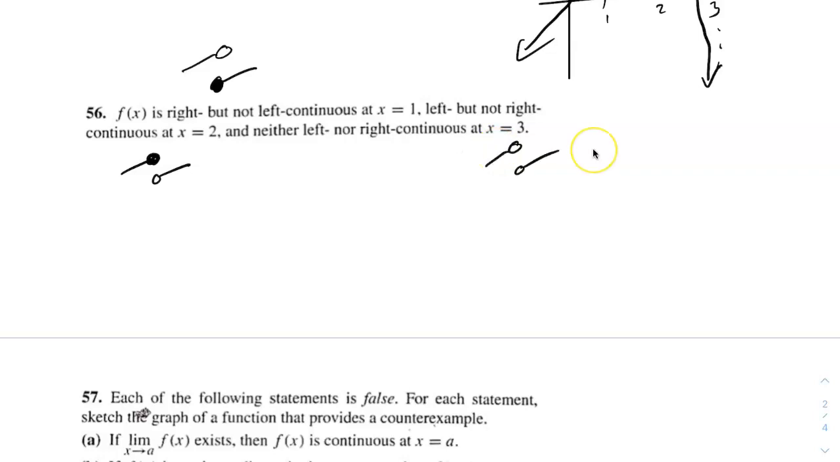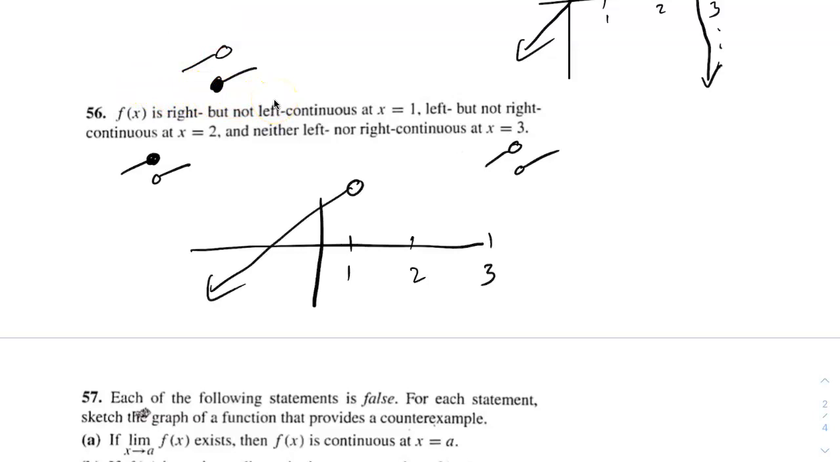So now we just combine that all into one graph. One graph that passes the vertical line test. Very important. So here's 1, here's 2, here's 3. So again, 1 is right but not left. So the left side shouldn't be filled in, but the right side can be filled in. And then at 2, we're left but not right continuous. So wherever you want to draw this graph, it's up to you, but make sure it's left continuous but not right continuous.